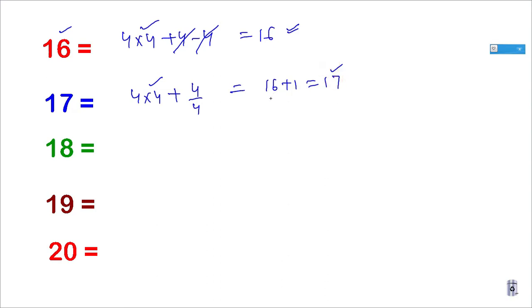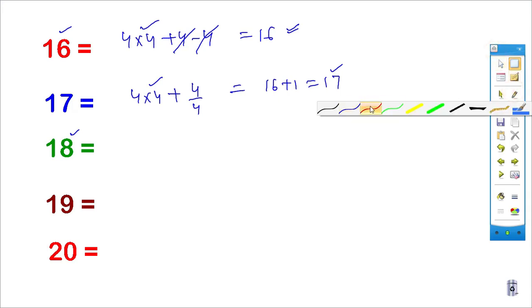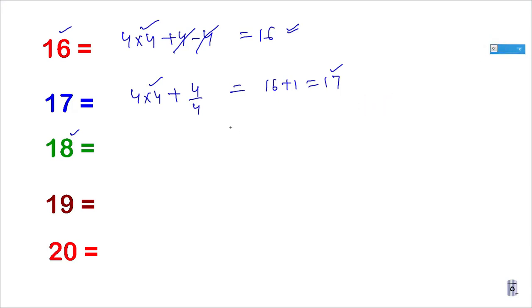Let's talk about the 18th one. What is the answer of the 18th one? Let me change the ink. The 18th is 4 into 4, that is 16, plus 4, that is 20, minus square root of 4. Let me explain one more time. This will result in 16, 16 plus 4 is 20, and this will result in 2. So 20 minus 2, the answer is 18.